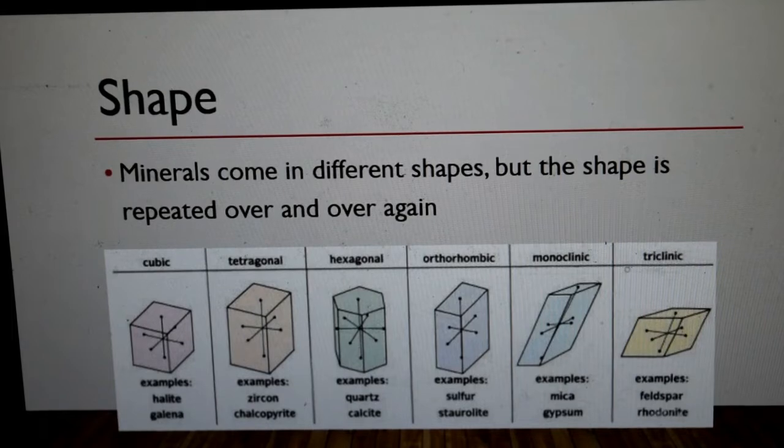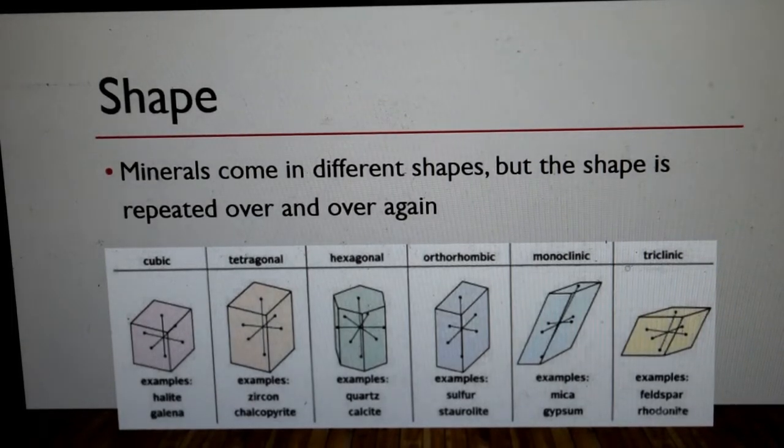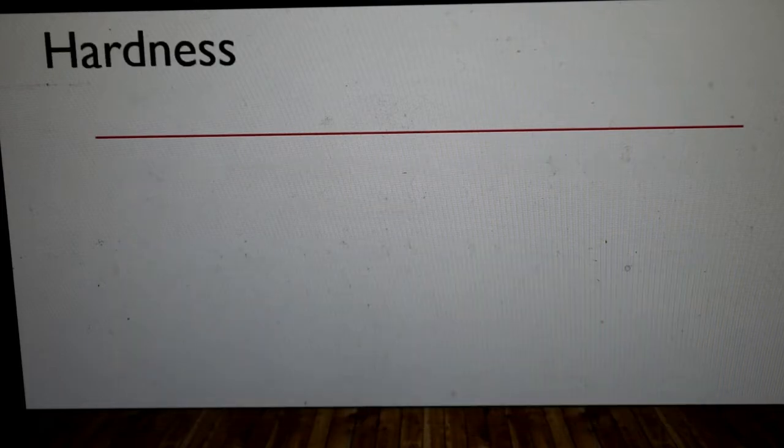So the shapes come in different forms, but each is repeated and repeated throughout the whole crystal. So if you were to break a mineral, the two pieces would still be in those general shapes. So this is important. You need to know that one way you tell the physical properties is shape. So write down that definition or that example there.